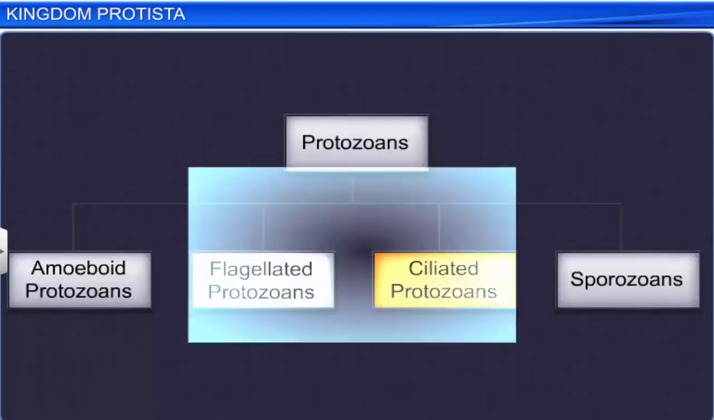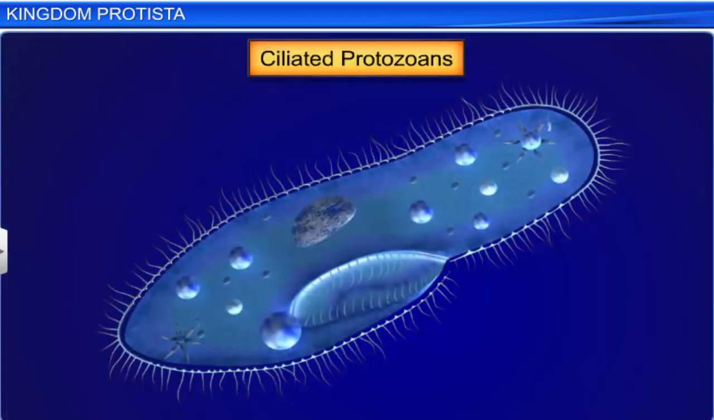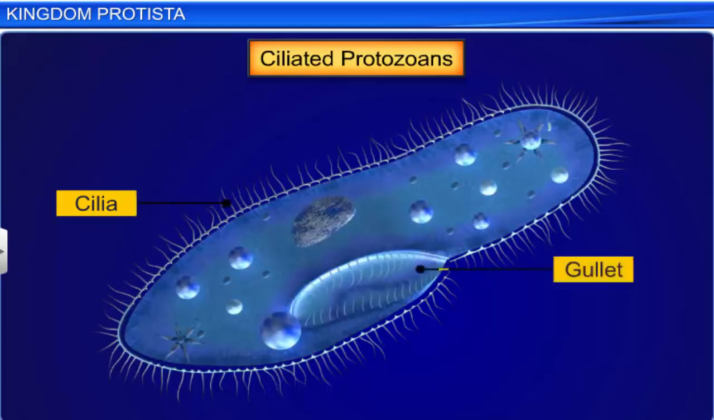Ciliated protozoans like paramecium can be found at almost all places where there is water. They are very active since they possess thousands of cilia. It is the coordinated movement of these cilia that steers the water containing their food into their gullet. The gullet is a cavity that opens to the outside of the cell surface.